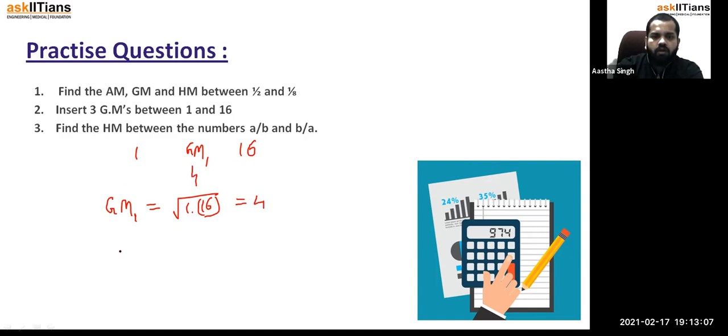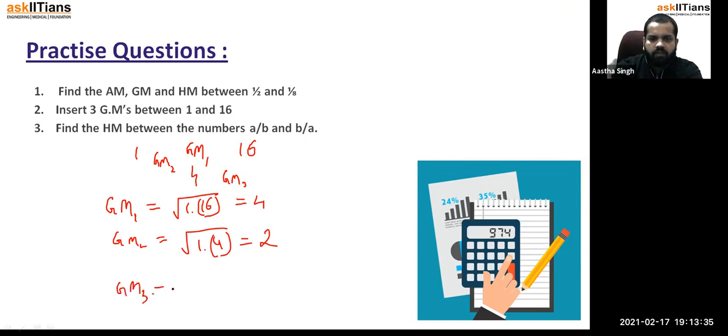Now introduce GM2. GM2 will be the number between 1 and 4, right? GM2 will be under root of 1 into 4, that will be equal to 2, right? Root of 4 will be 2. Now introduce GM3. GM3 between GM1 and 16. So GM3 will be equal to under root of 4 into 16. 16 4s are 64. Root of 64 will be your 8. So 4 to 8 will be your geometric mean, right?